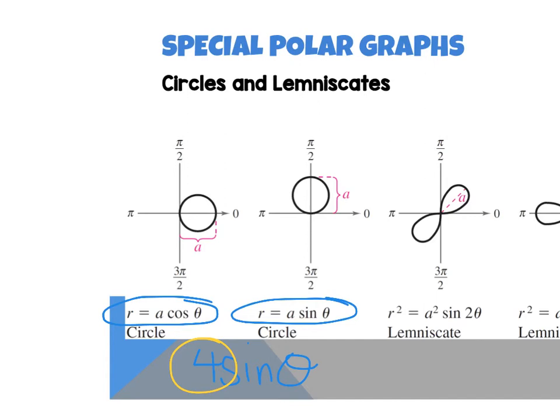If it's cosine, obviously it's going to be symmetric to the polar axis. If it's sine, it's going to be symmetric to the pi over 2 axis. And that's how you know kind of where it gets placed.